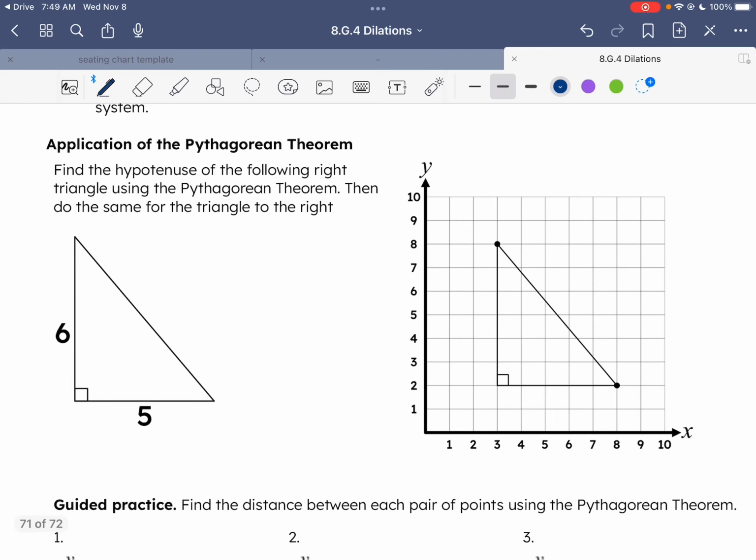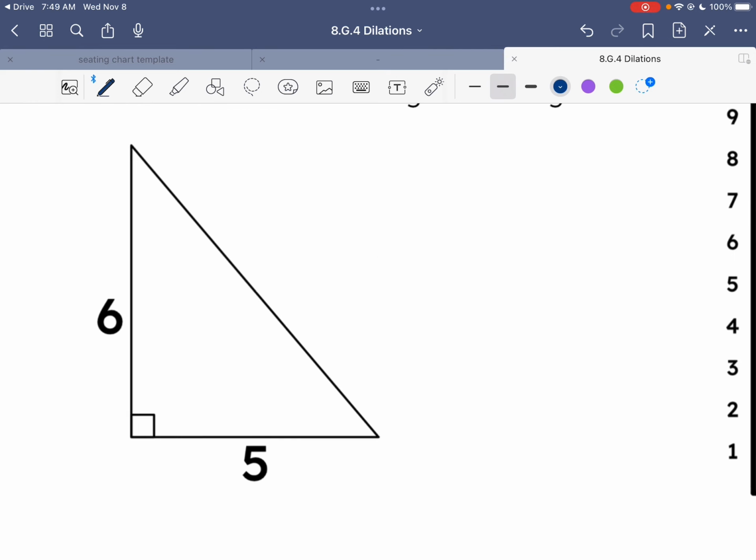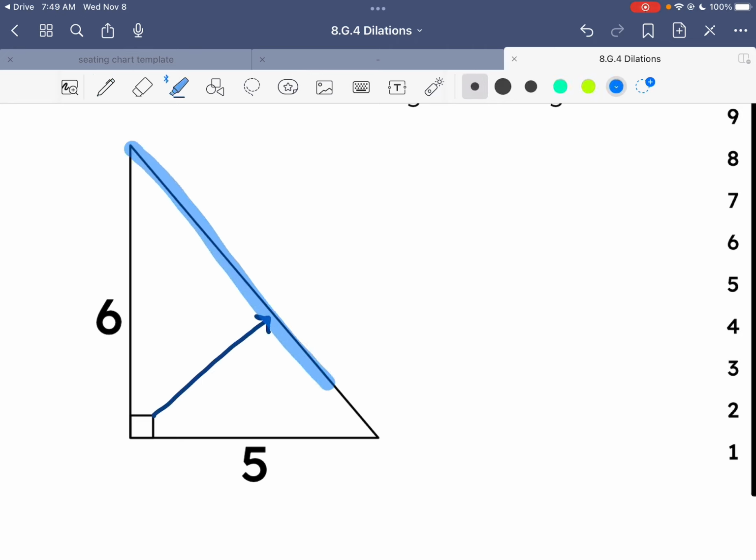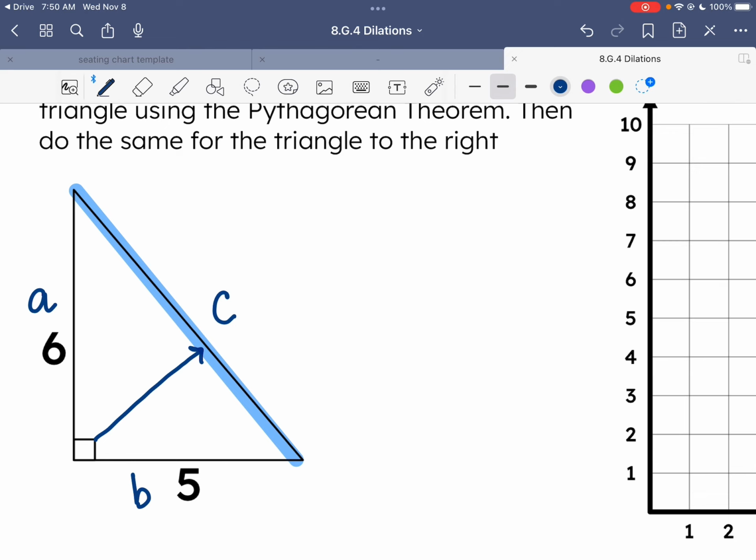Our first thing that we're going to do is find the hypotenuse of a right triangle. This is just a regular Pythagorean theorem problem. So we find the hypotenuse, which is the side across from the right angle. That is our C. And then the legs are A and B. So we can plug this in as 6 squared plus 5 squared equals C squared. 6 squared plus 5 squared simplifies to 61.